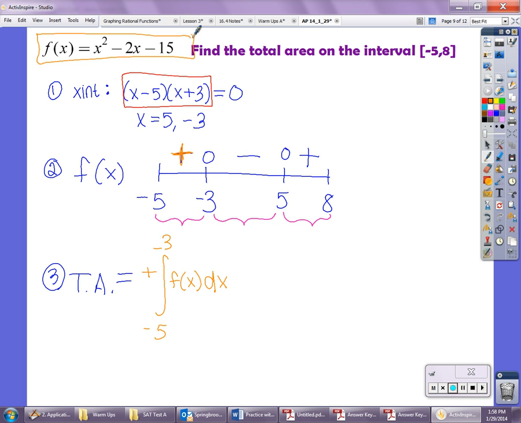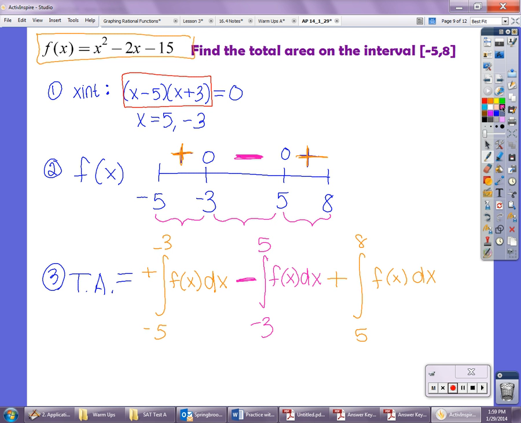And then the minus, I'll do in pink. And because this is a negative, it means that the f of x is below the x-axis. It means the area would be negative. And when I do a total area, I want my area to become positive. So we subtract negative areas. And then remember, we add positive areas. So that'd be 5 to 8.